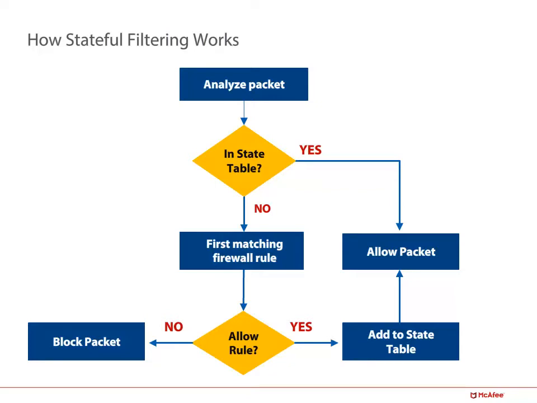Basically what happens is if it finds an allow rule, then it's obviously allowed and it is added to the state table. If it's blocked, then it's automatically blocked. If it does not match any rules in the rule set, then it is also blocked.